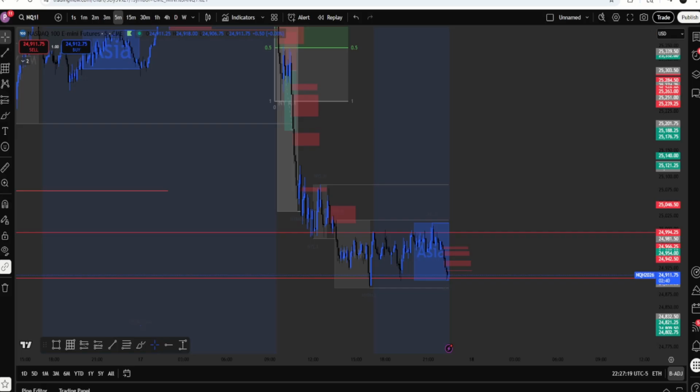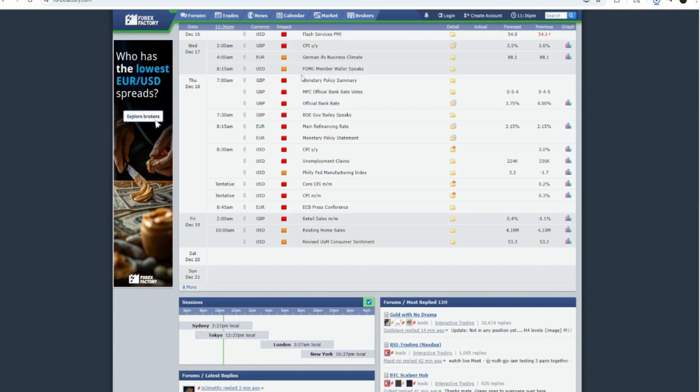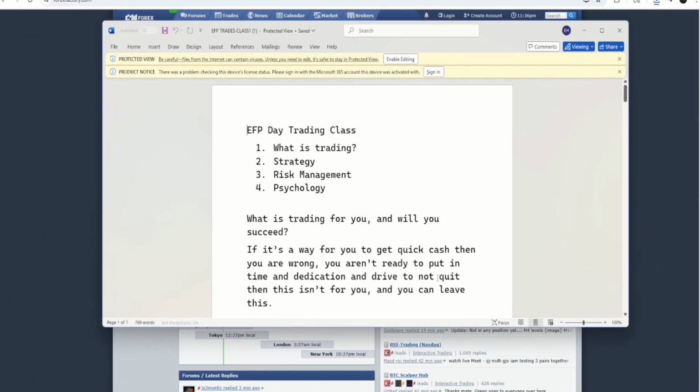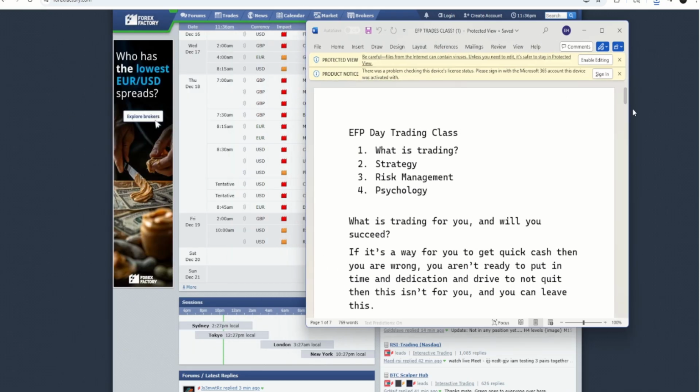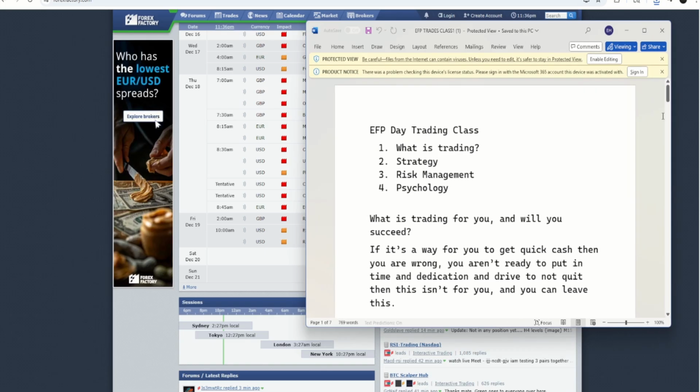If you want to go to notes and resources, I should have dropped it in there. In class notes, in the class chat, you're going to see EFP Trades Class One. You're going to open that document. I have it right here, I'll bring it up on the screen in front of you. These are the notes I made for y'all, basically just the basics, but we're going to use this in today's class.